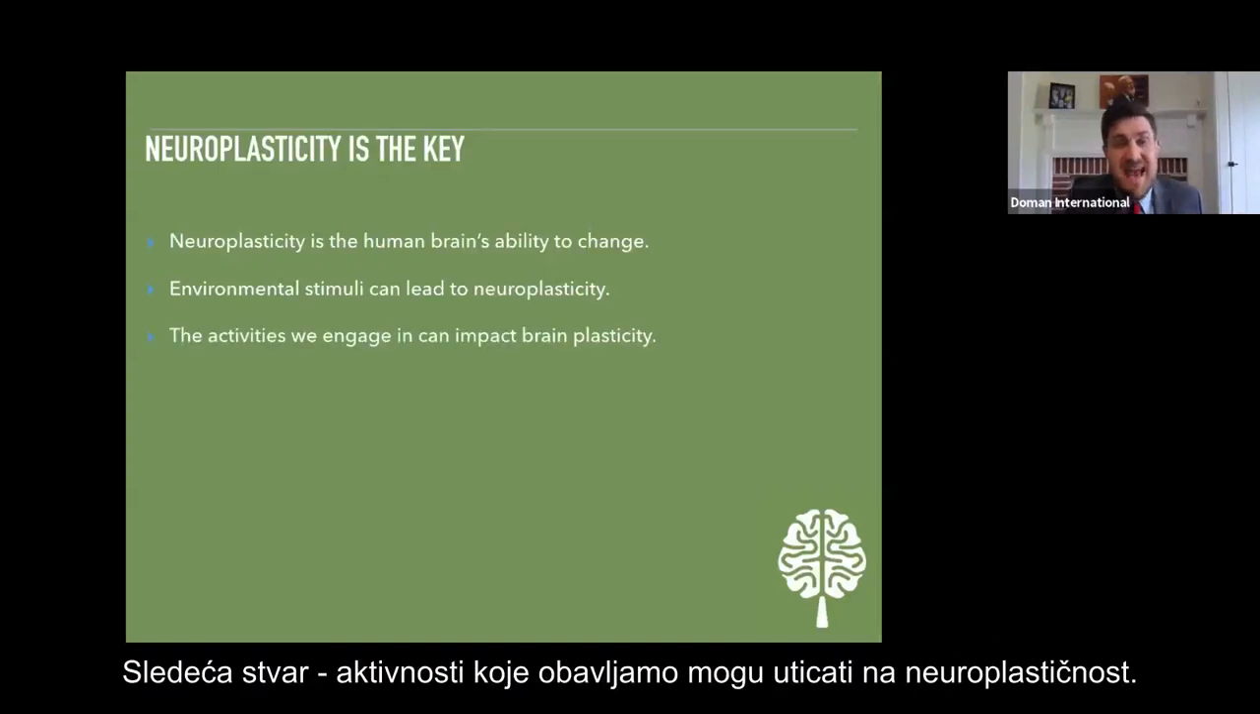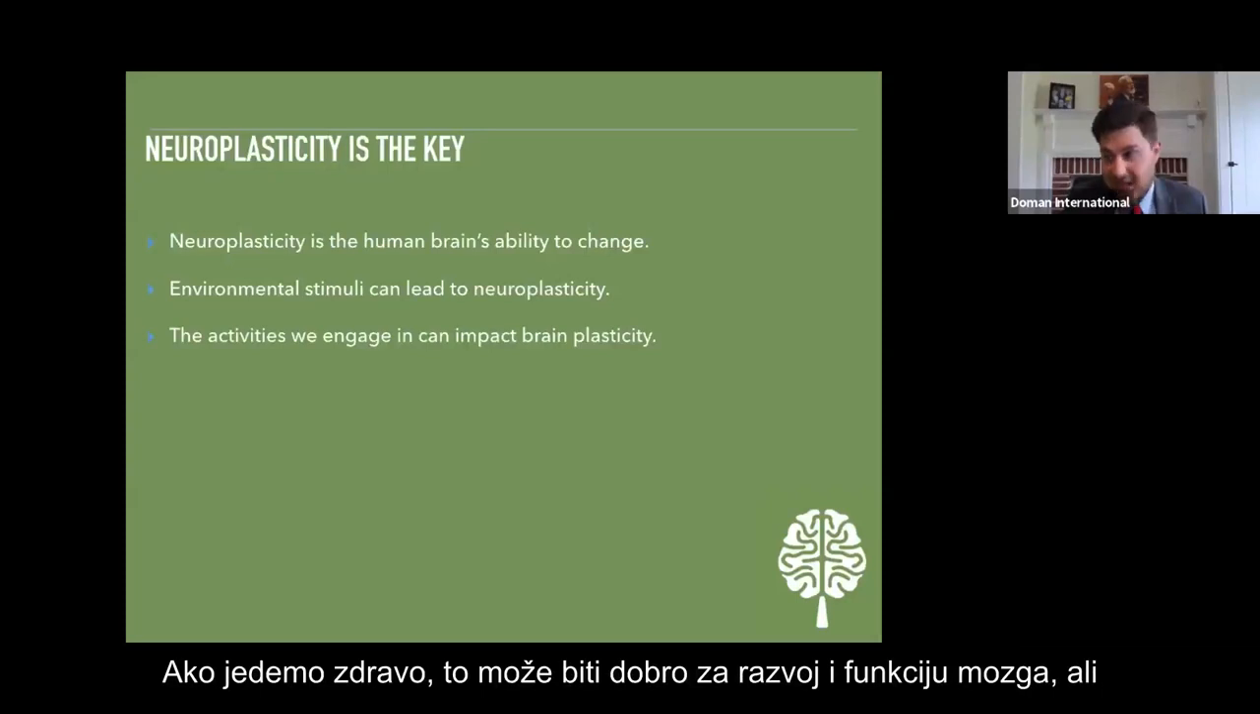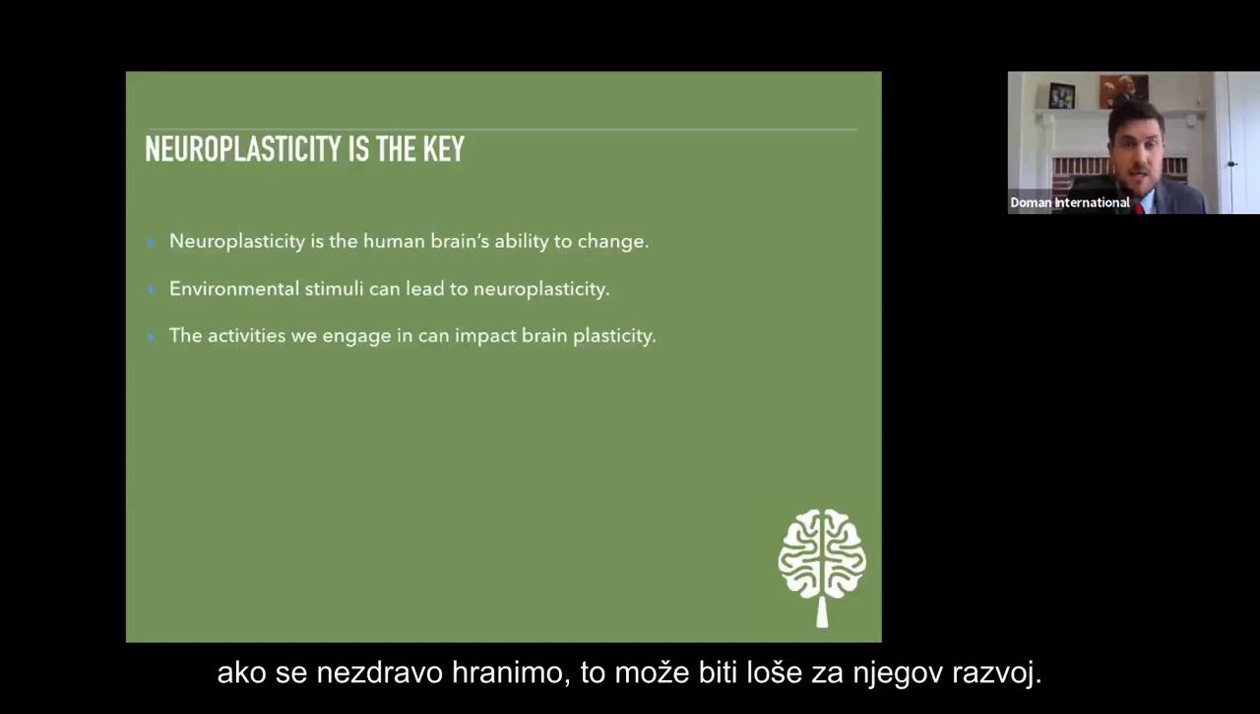The next thing is the activities that we engage in can impact brain plasticity. So for example, if we go running each day, you and I, that can lead to brain plasticity. But if we are sedentary, it could impact brain development. If you and I eat healthy, that can be good for brain development and function. But if we eat unhealthy foods, it can be bad for brain development.